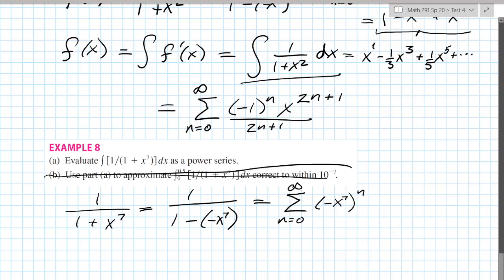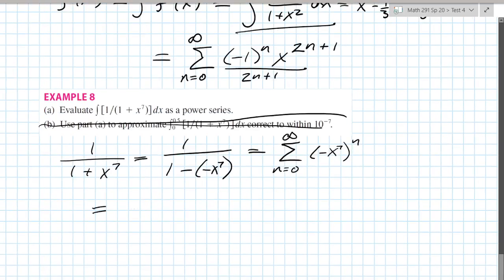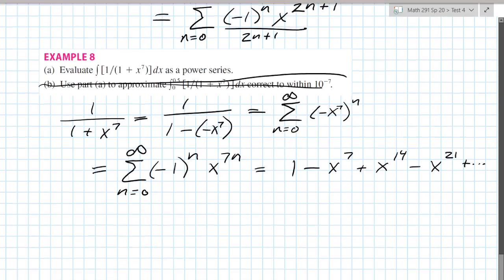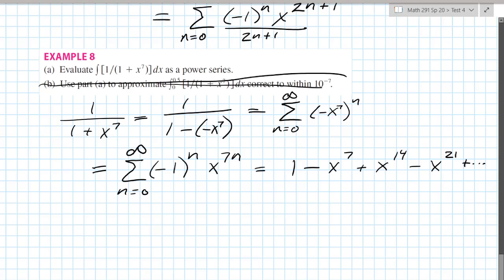So let's rewrite this as the sum of negative 1 to the n, x to the 7n. So what are these terms? The first term is positive 1. Then we go negative, and it would be x to the 7. Then positive x to the 14, negative x to the 21, and so on. This is easy enough to integrate. It's just power rule here.